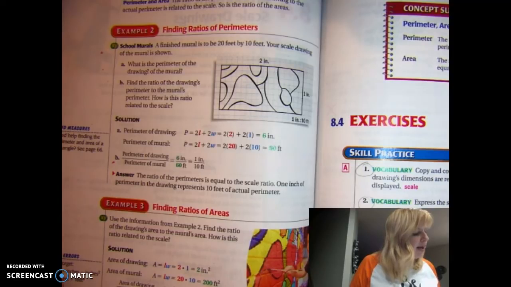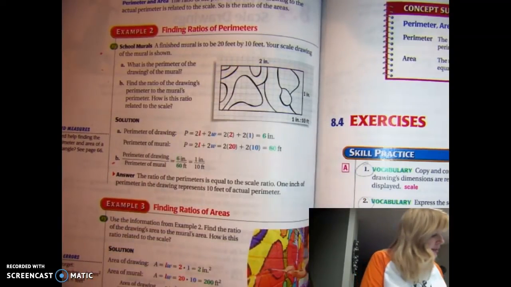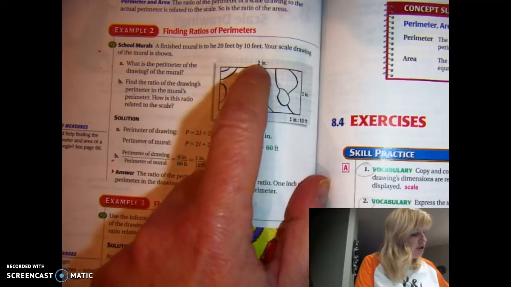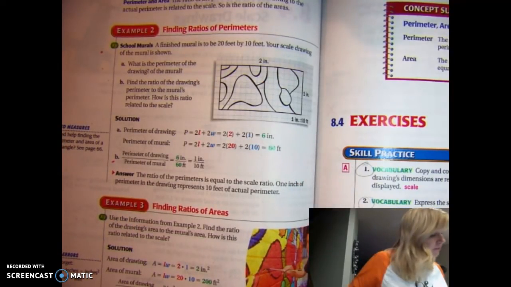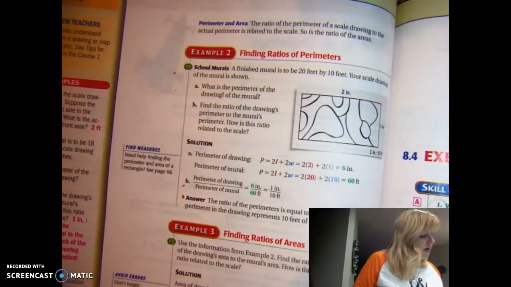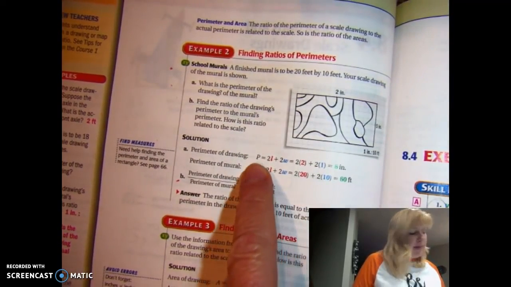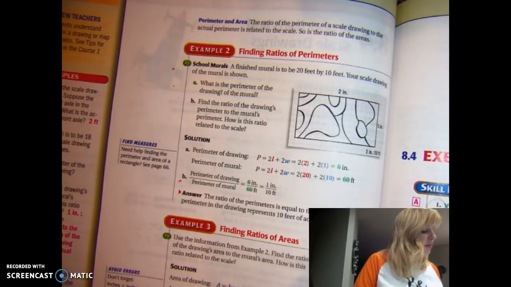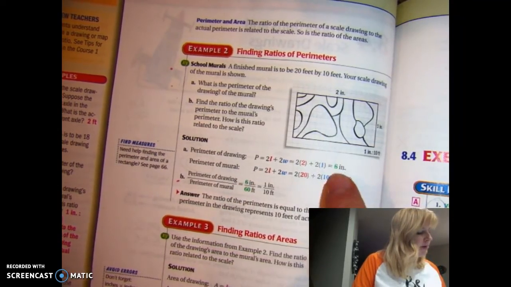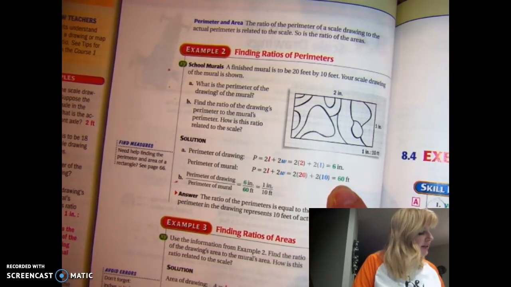Okay? What is the actual perimeter of the drawing? Well, this would be 60 because each inch is 10 feet. So it would be 60 feet. Hopefully you remember from last year, Mrs. Pettis told me you should remember that it's 2 length plus 2W. There's our 6 inches, and we got the 60 feet.